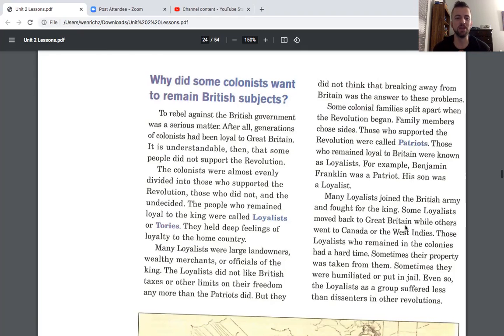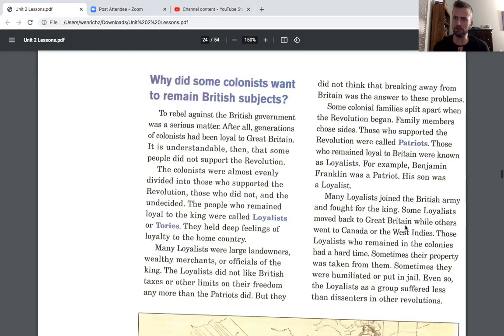The people who remained loyal to the king were called loyalists or Tories. They held deep feelings of loyalty to the home country, and it makes sense. The people that were loyalists are the people who don't like change. I don't want to rebel against the king. That's what we've been doing for so long.